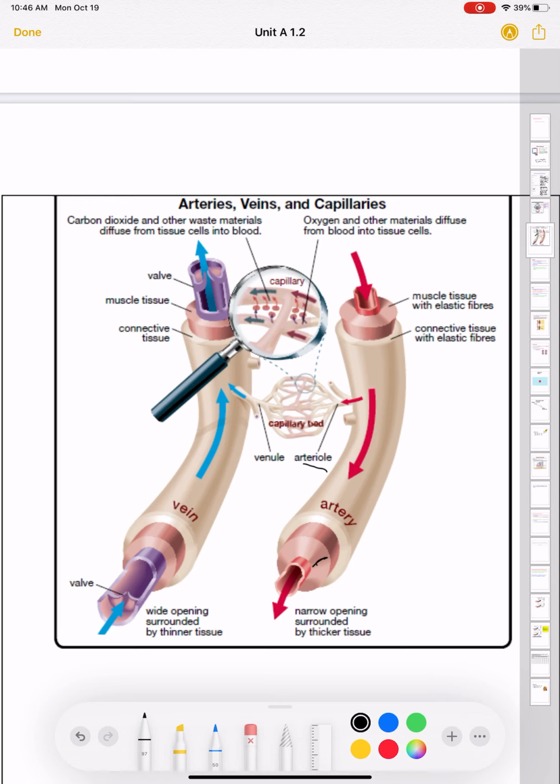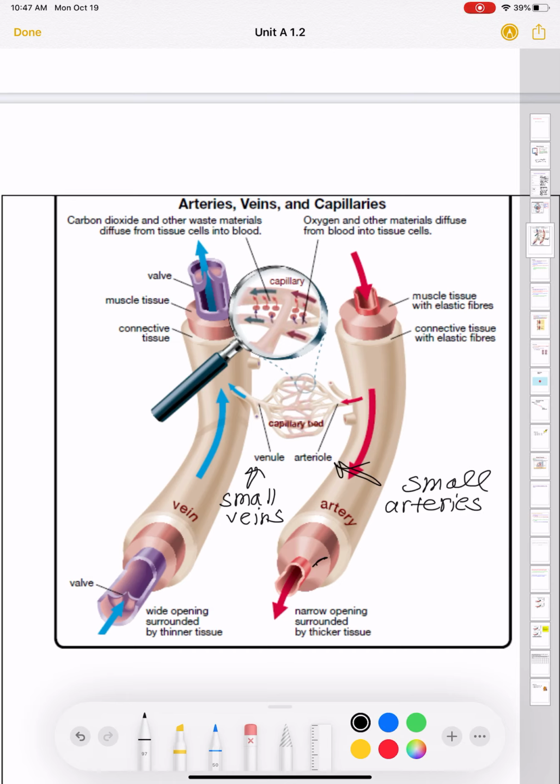So sort of that exchange is happening there under the magnifying glass. And then once the exchange has happened, our deoxygenated blood, or blood that has carbon dioxide in it, is going to go through the venules. So this is small veins. Maybe I can write that. So those are small veins, and arterioles are small arteries. Okay.